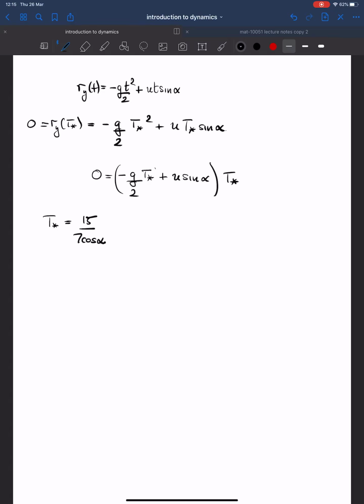Okay, so what about alpha? Well, alpha is our angle that we're pitching it, the catapult, so that we have x and we have y. Alpha is somewhere between 0 and 90 degrees.